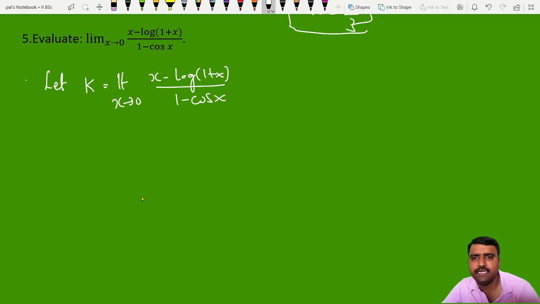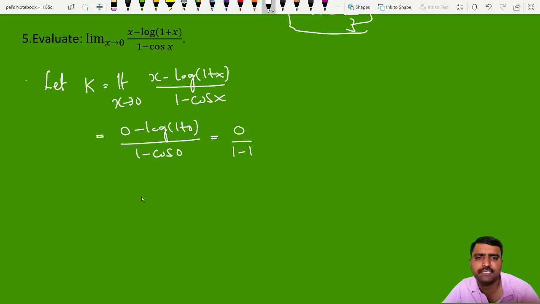To evaluate this limit, first you apply the limit to this one, put x equal to 0 here: 0 minus log of 1 plus 0 divided by 1 minus cos 0. Cos 0 value is 1, and log 1 is 0. In the denominator it is 1 minus cos 0, which is 1 minus 1, equal to 0. So it is 0 by 0, which is indeterminate. When it takes an indeterminate form, you apply L'Hospital rule.